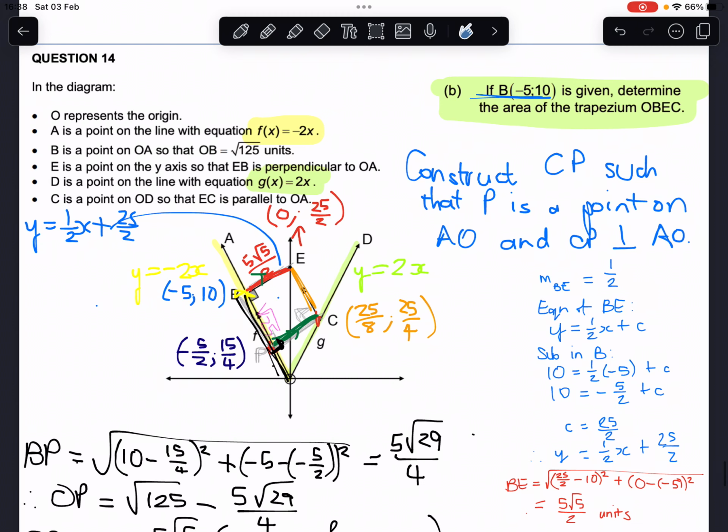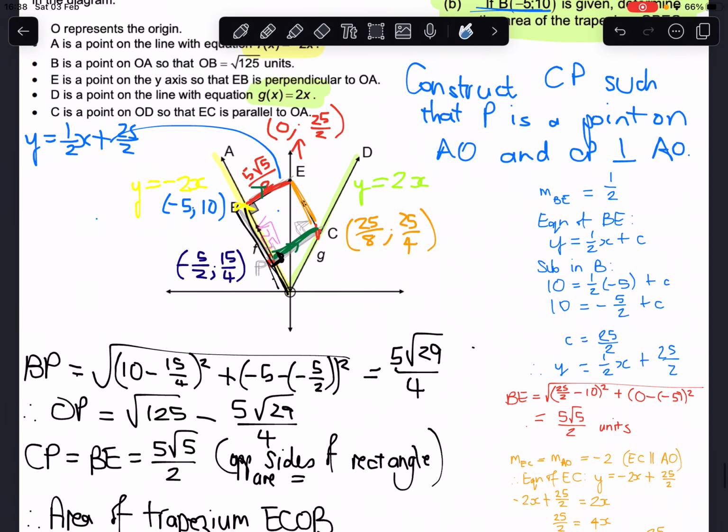Okay, so we started by constructing the line CP as a perpendicular line to OB, with P being a point on OB. That's where we started. Next, we determined that the gradient of BE is positive a half, because we were told that BE is perpendicular to this line and the gradient of this line is negative 2. So the gradient of this one would have to be positive a half.